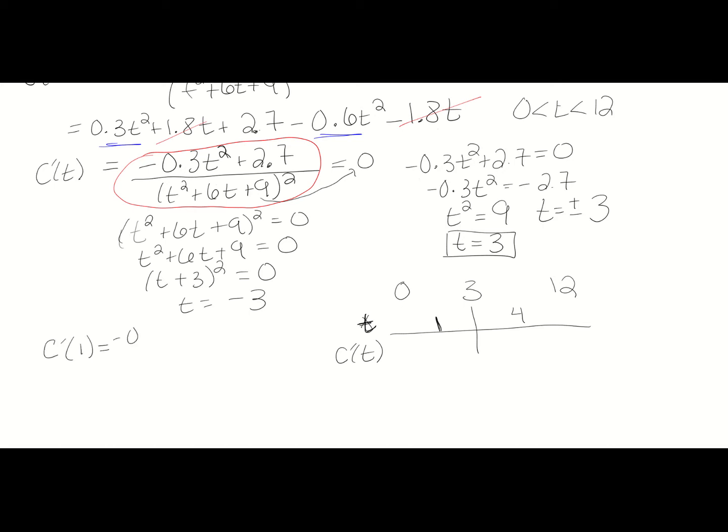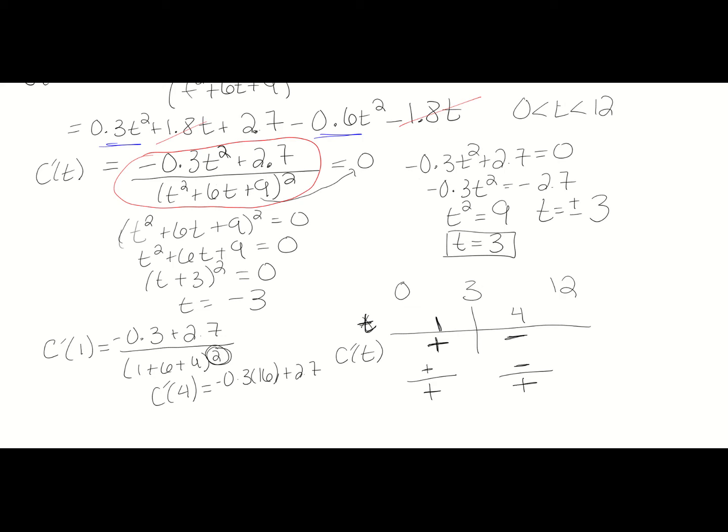So I have c prime of 1. That's going to give me negative 0.3 times 1 squared plus 2.7. Well, that's definitely going to be a positive number in the numerator, divided by 1 plus 6 plus 9 squared. But actually, no matter what's in the bottom, because it's being squared, it's going to be positive. So this is also going to be positive. When you do c prime of 4, you're going to have negative 0.3 times 16 plus 2.7, which is actually going to become a negative number. And again, the bottom is always going to be positive because it's being squared. So here, this is going to be negative.